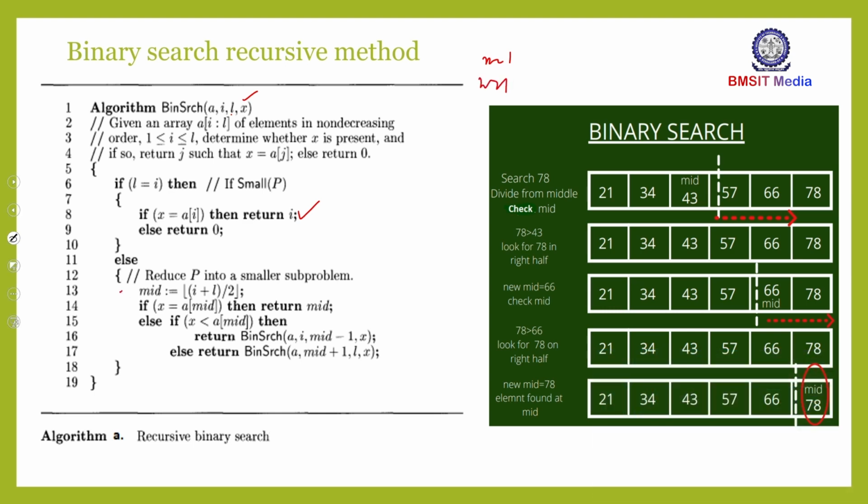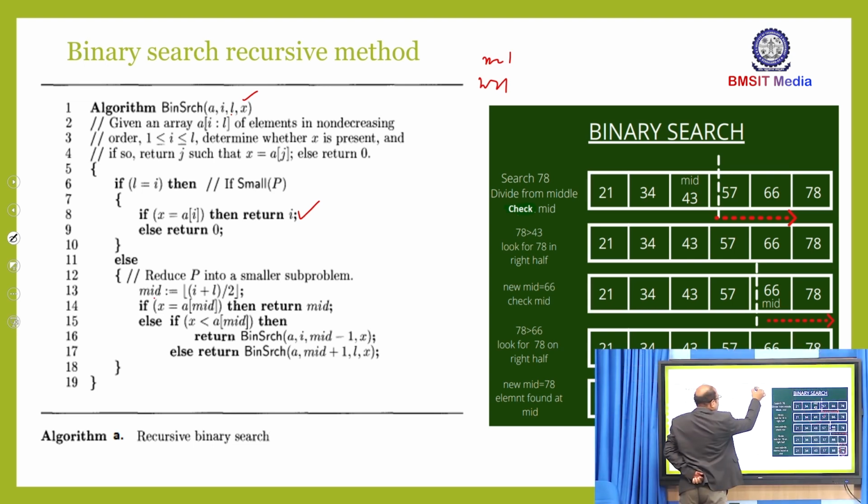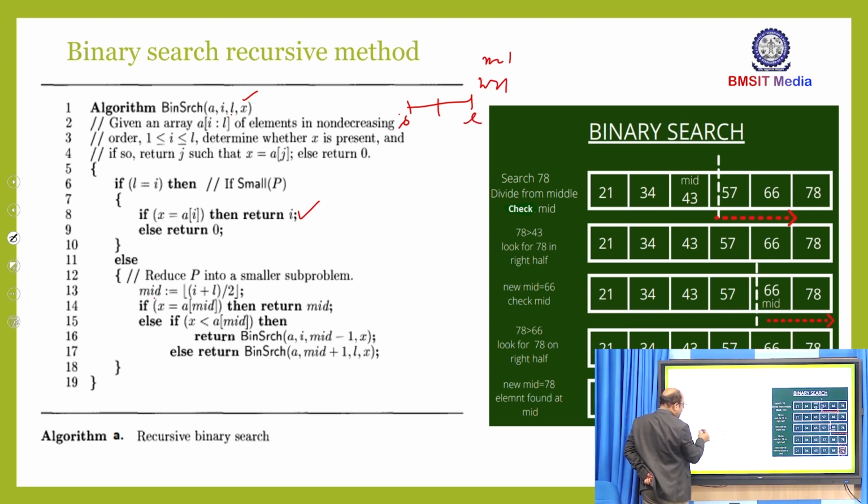I have to come to the mid, whatever value I am going to take. Mid is nothing but low plus high. I is nothing but your first index value, and L is nothing but your last value. So (I plus L) by 2, and you will get your mid value.